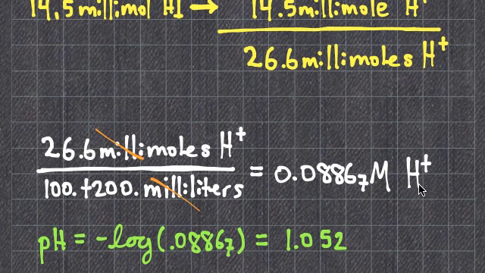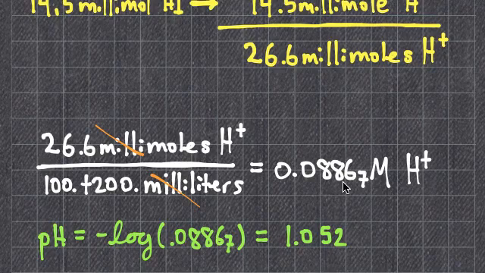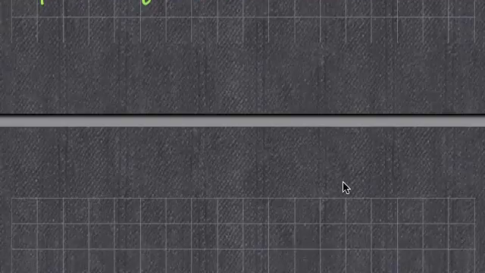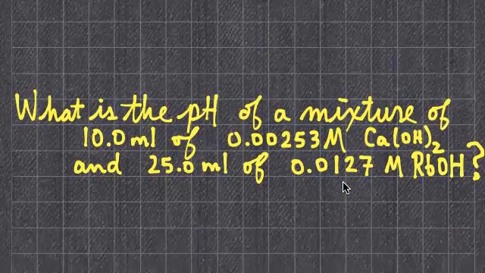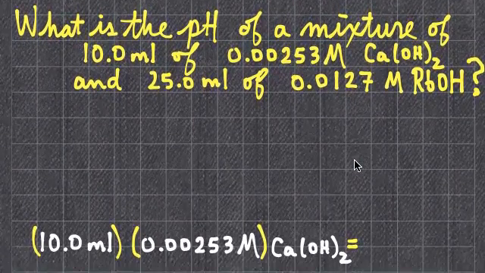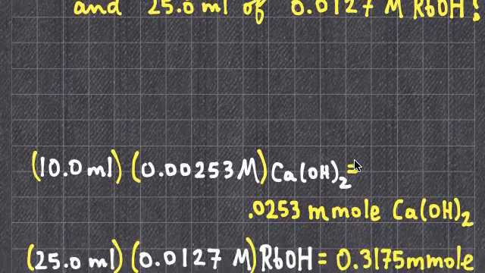See, if you know the concentration of hydrogen ions, you can pretty easily and quickly find the pH just by taking the negative log. What's the pH of a mixture of 10 milliliters of calcium hydroxide, 0.00253 molar, and 25 milliliters of rubidium hydroxide, 0.01257 molar? Well, if this doesn't ring a bell, I don't know what should, because it's very similar.